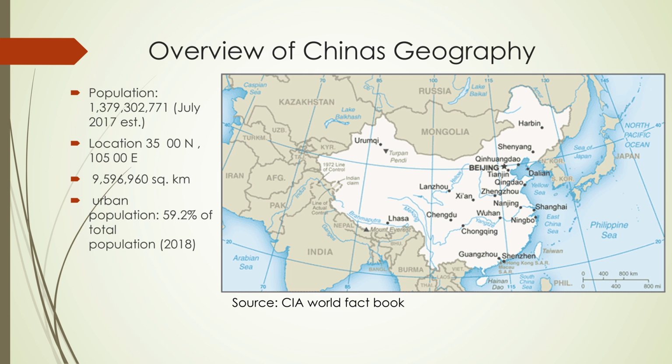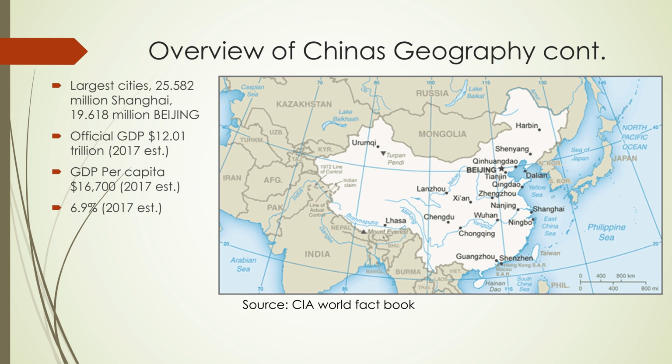As of 2018, 59.2% of the population in China is urban. This is a trend that has been continuing as the population of China has moved from agricultural to industrial. As seen on the map of China, most of the cities are located on the eastern part of the country. The largest city is Shanghai, and the second largest city is the capital, Beijing, with 19.6 million people.